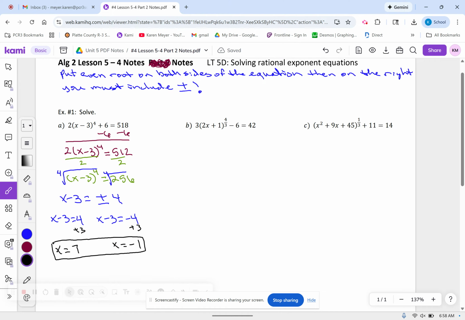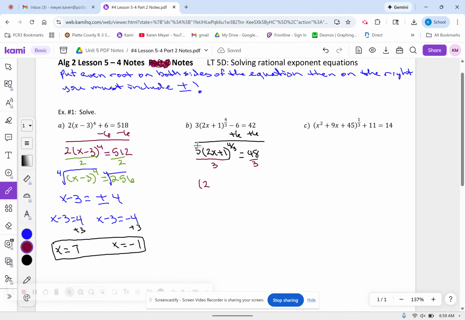Okay, moving over to B. I'm going to start the same way. I'm going to get rid of any plus or minus number at the end. So this one I would start by adding 6. So then I have 3 parentheses 2x plus 1 to the 4/3 power equals 48. Then we're still going to get rid of the number in front by dividing it.